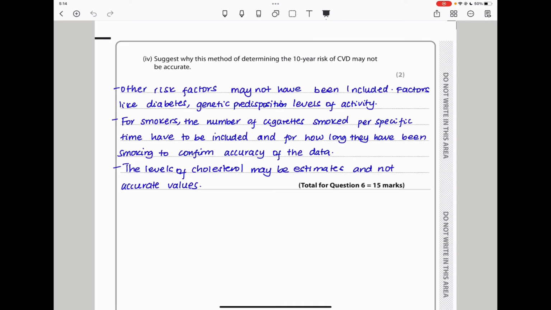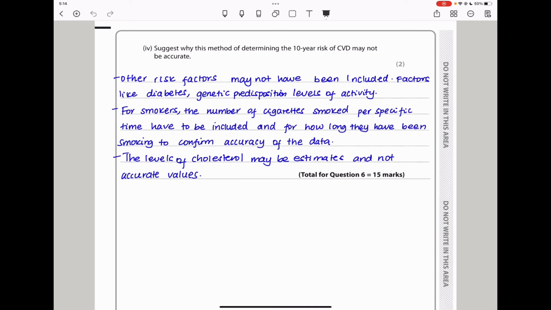And lastly, here I said, the levels of cholesterol may be estimated and they may not be accurate. I'm talking about those in the table. They might be estimated values, not 100% accurate, and that could lead to this data being inaccurate. So this is the end of question 6. Let us continue to question 7.